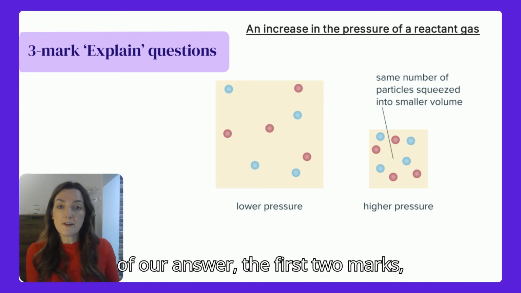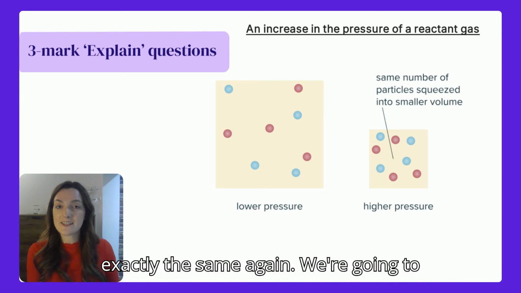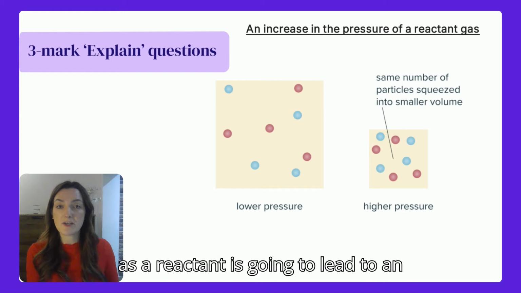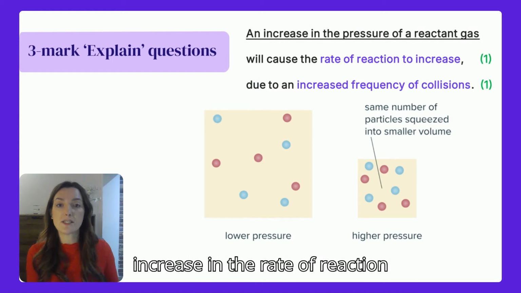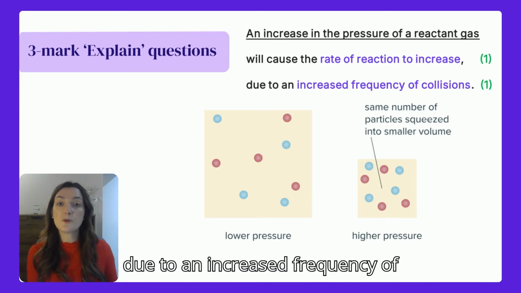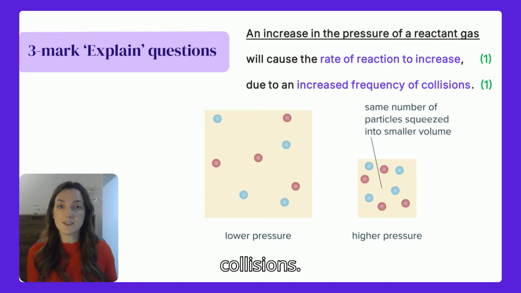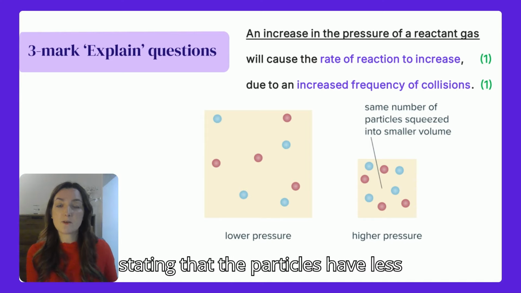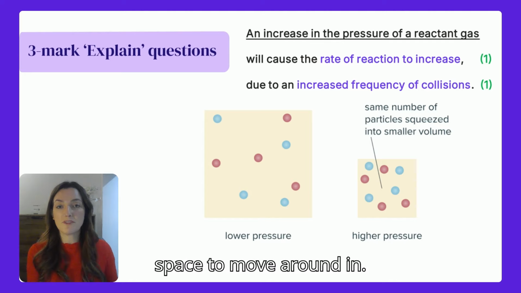So the first part of our answer, the first 2 marks, exactly the same again. We're going to say that an increase in pressure of a gas as a reactant is going to lead to an increase in the rate of reaction due to an increased frequency of collisions. The third and final mark comes from stating that the particles have less space to move around in.